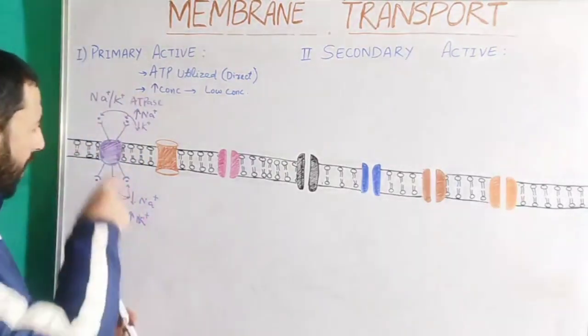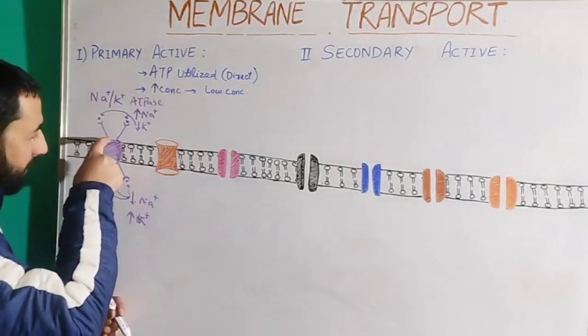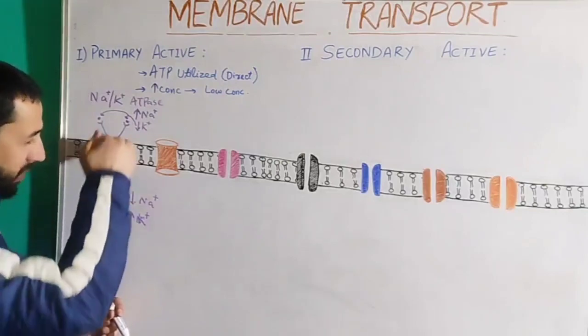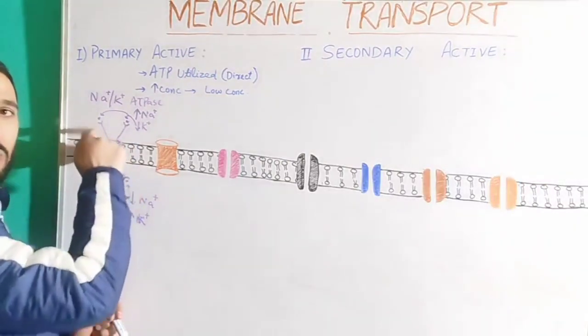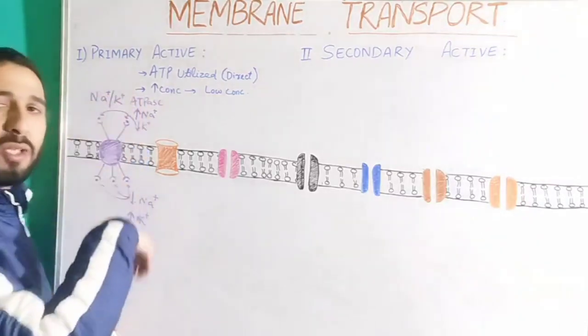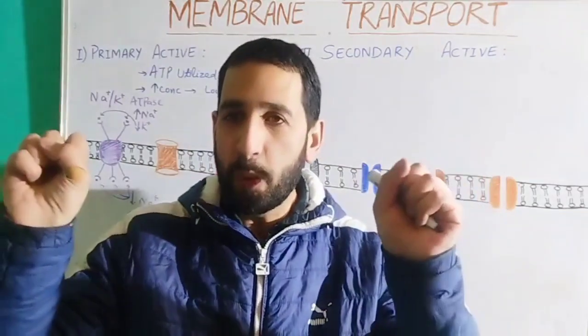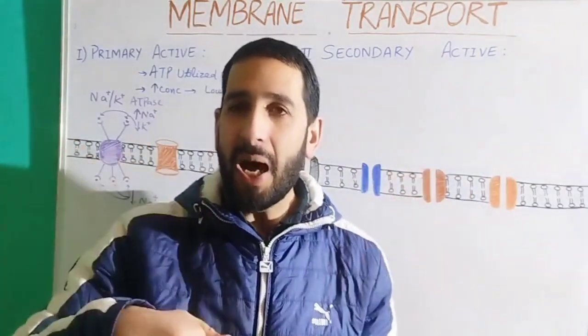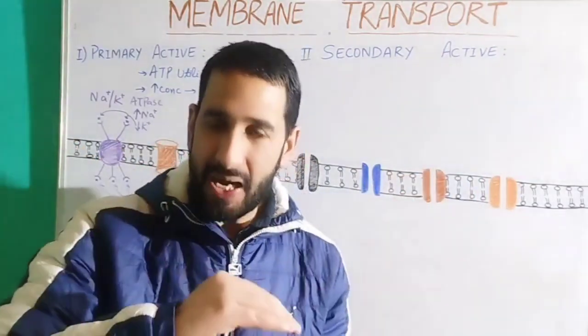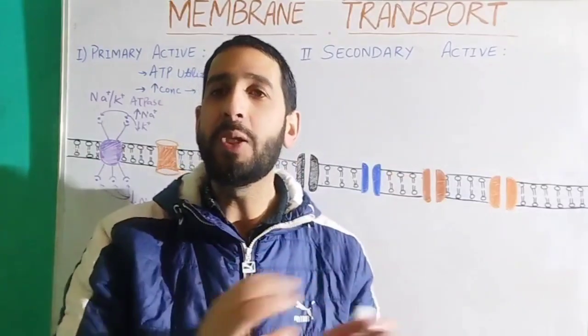Right. So here is sodium potassium ATPase. It has 3 arms towards inside and it has 2 arms towards outside. The 2 arms which are towards outside are holding 2 potassium ions, and the 3 arms which are towards inside of the cell membrane are holding 3 sodium ions.